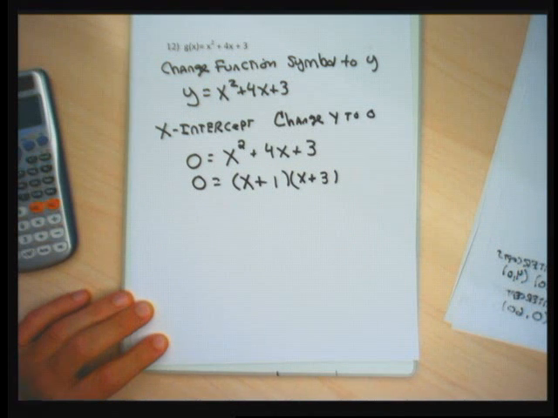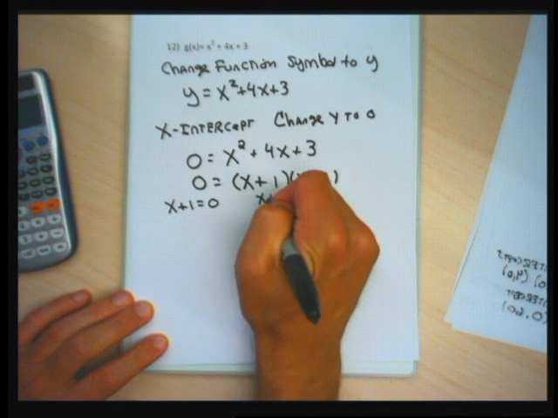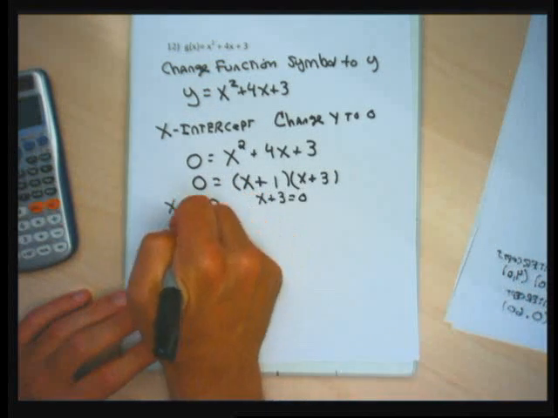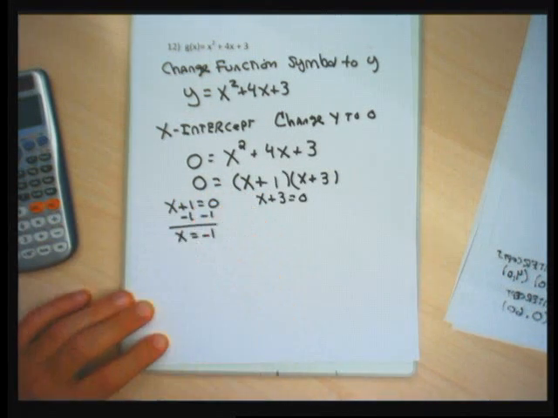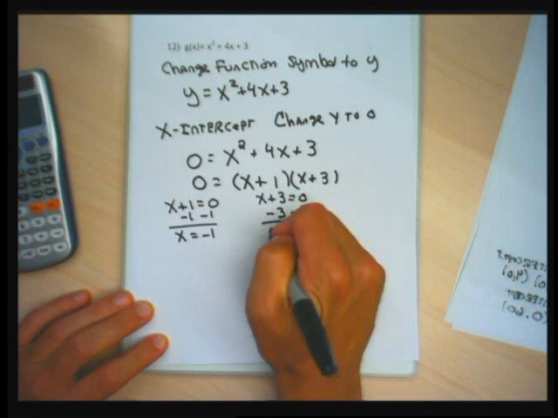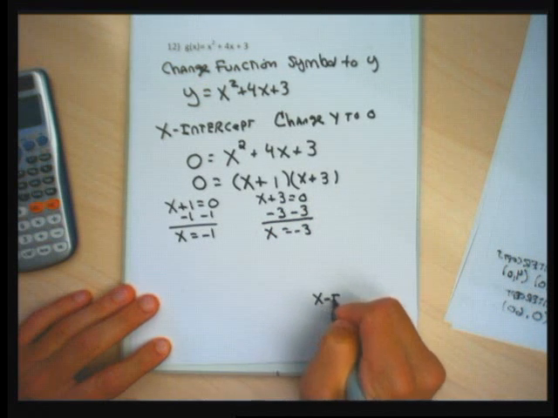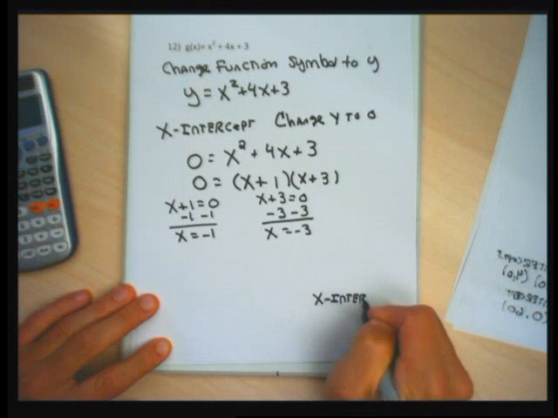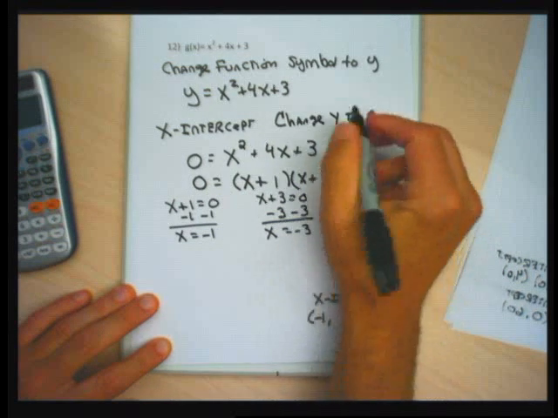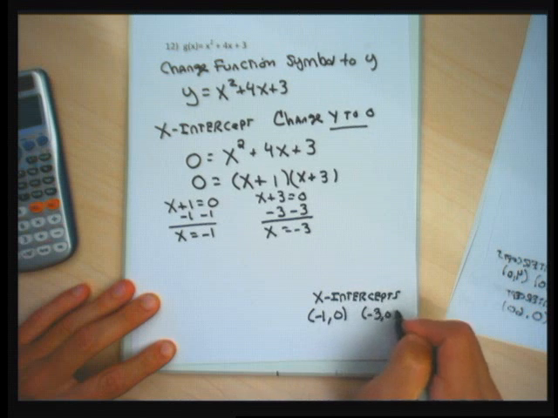Once you have a problem that's both factored and set equal to 0, then you take the insides of each of the parentheses and set each one of those equal to 0. The x plus 1 factor, I minus 1 from both sides to get x equal to negative 1 for the x part of one of the x-intercepts. The x plus 3 factor, you minus 3 from both sides. So in this problem, I also have two x-intercepts. One is going to be x equal negative 1, y equal to 0, and the other is going to be x equal negative 3, y equal to 0.